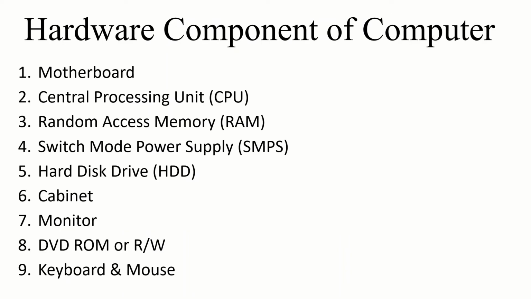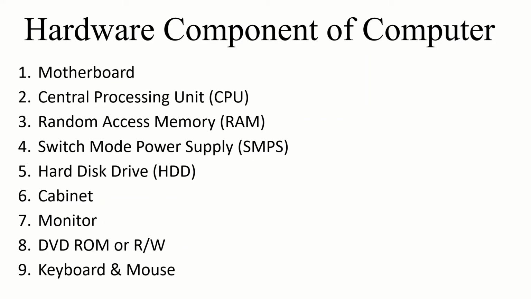What are the hardware components of the computer? We are talking about the desktop now, and some of the parts are also used in the laptop. First is the motherboard, the CPU, which is the central processing unit, and random access memory, RAM. These three are also used in a laptop.